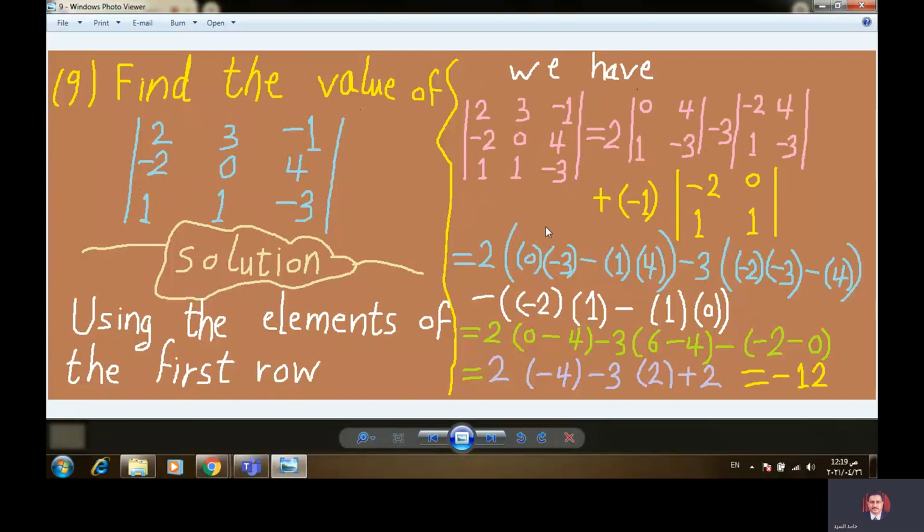By the previous rule, we have this equal 2 times (0 times negative 3 minus 1 times 4), all of this minus 3 times (negative 2 times negative 3 minus 4), all of this minus negative 2 times 1 minus 1 times 0, equal 2 times (0 minus 4) minus 3 times (6 minus 4) minus (negative 2 minus 0), equal 2 times negative 4 minus 3 times 2 plus 2, equal negative 12.